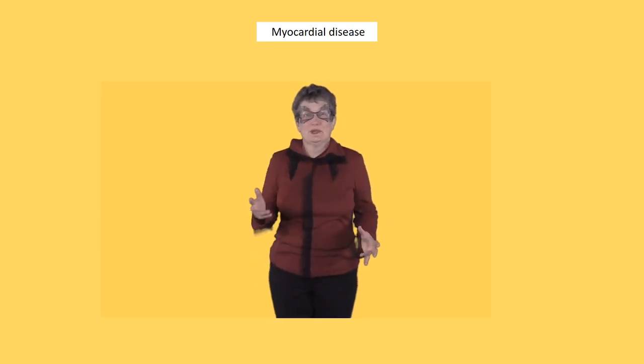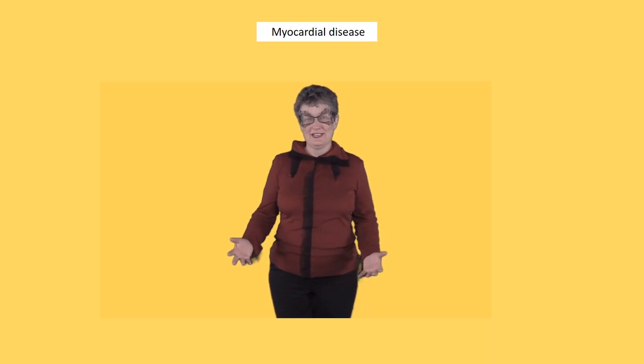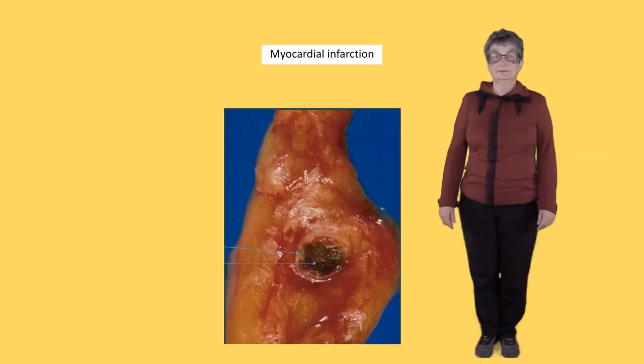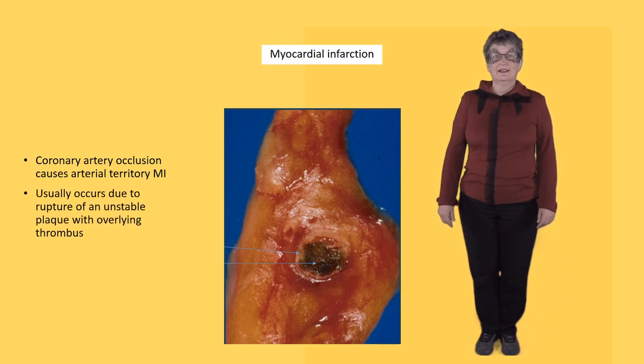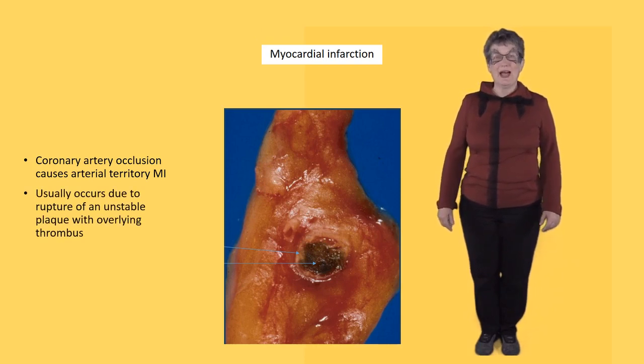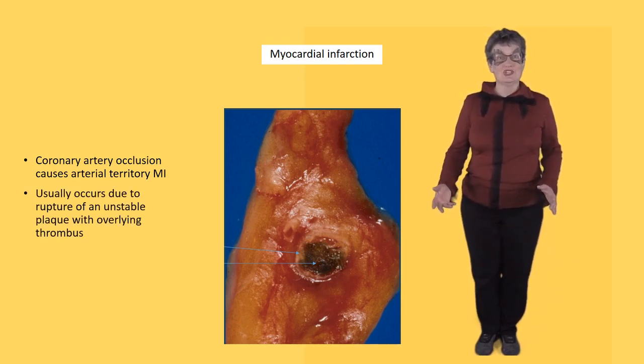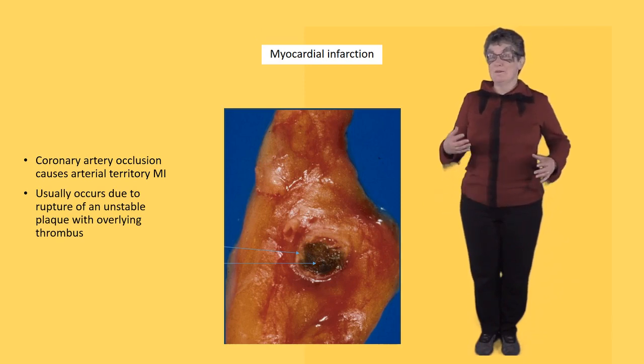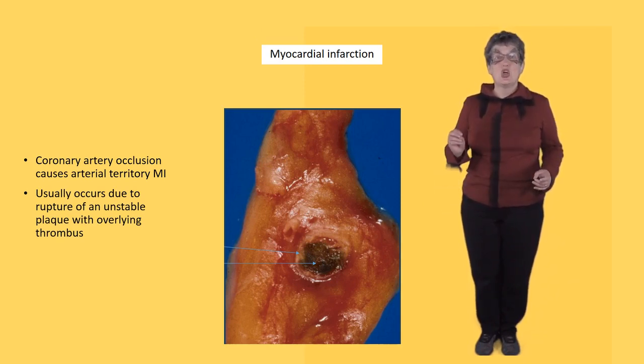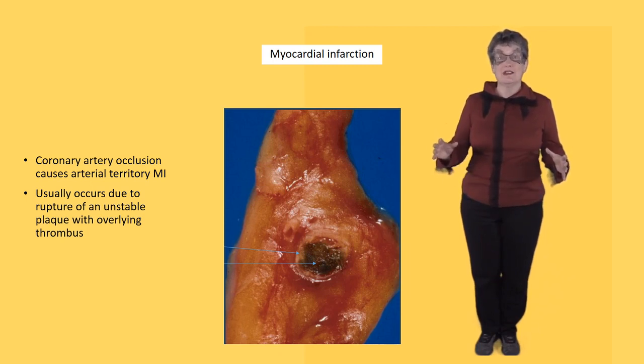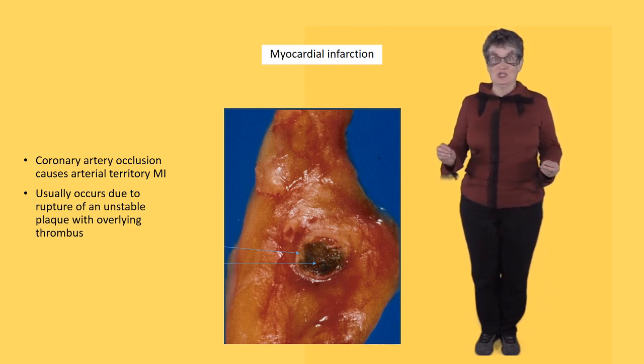Heart disease is one of the most important diseases affecting the New Zealand population today. Let's begin with thinking about myocardial infarction. As we've learned in the episode on vessels, coronary artery occlusion causes arterial territory myocardial infarction.